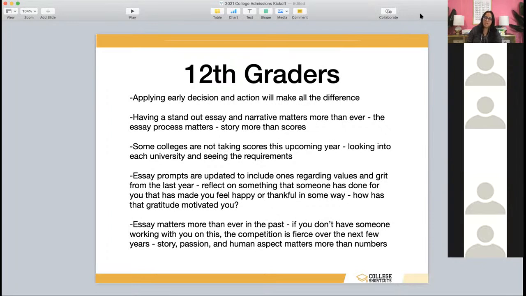Essay prompts are updated. There was an essay prompt before that so many kids love, especially my STEM kids, that was all about: describe a problem you'd like to solve and what's the solution? Well, they actually threw that prompt out and they said, it was in regards to values and grit, and it was: reflect on something that someone has done for you that has made you feel happy or thankful in some way, and how has that gratitude motivated you?